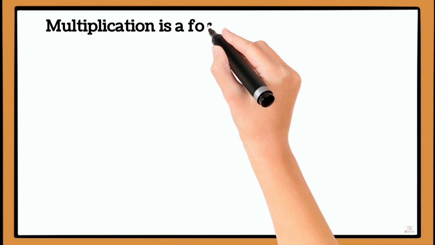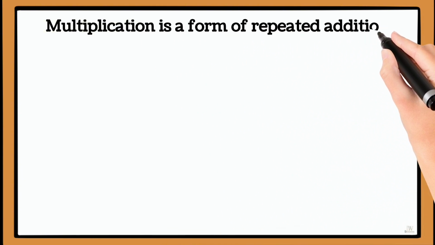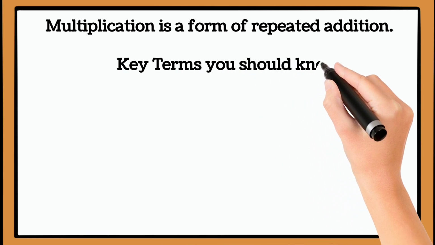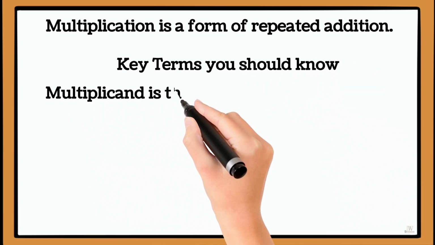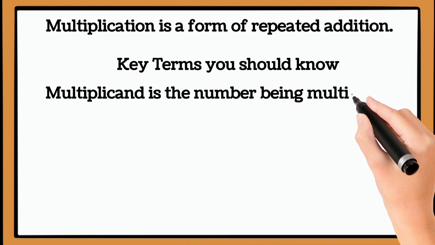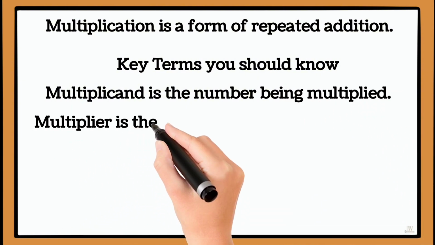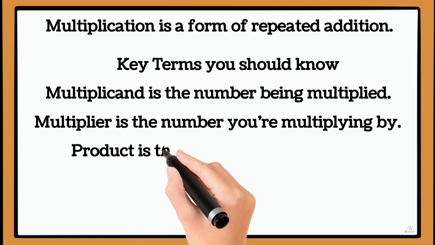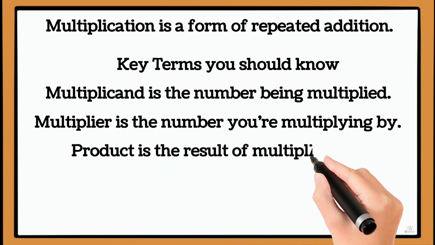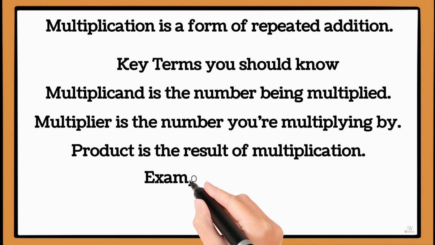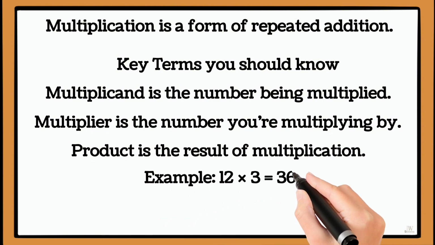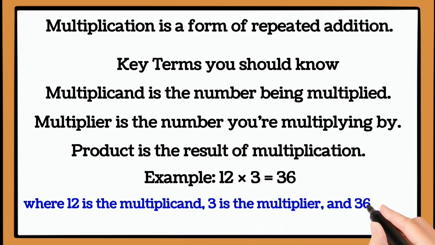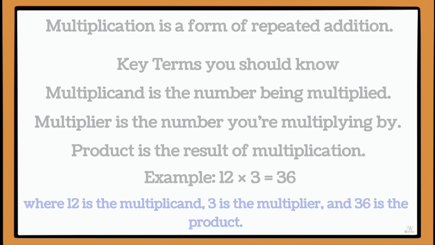Multiplication is a form of repeated addition. Key terms you should know. Multiplicand is the number being multiplied. Multiplier is the number you're multiplying by. Product is the result of multiplication. Example, 12 times 3 is equal to 36, where 12 is the multiplicand, 3 is the multiplier, and 36 is the product.